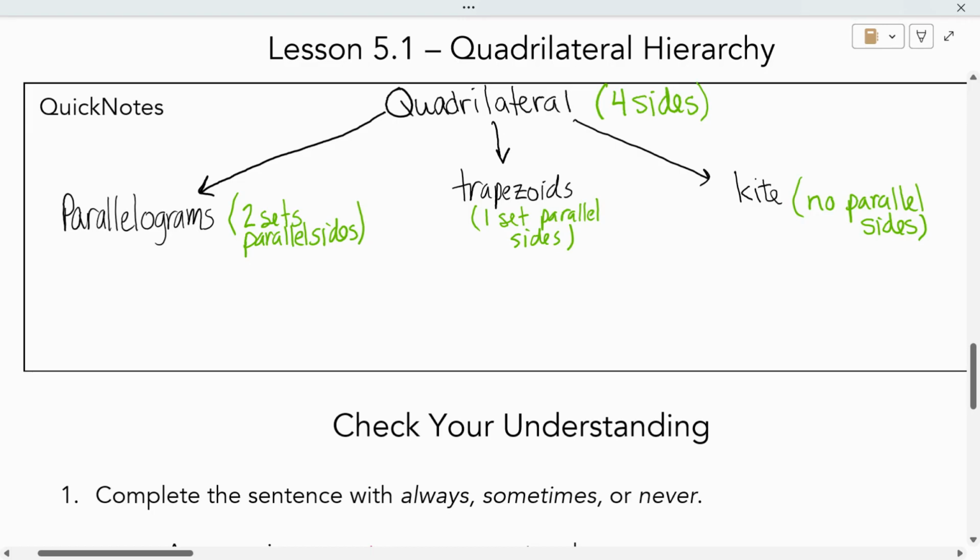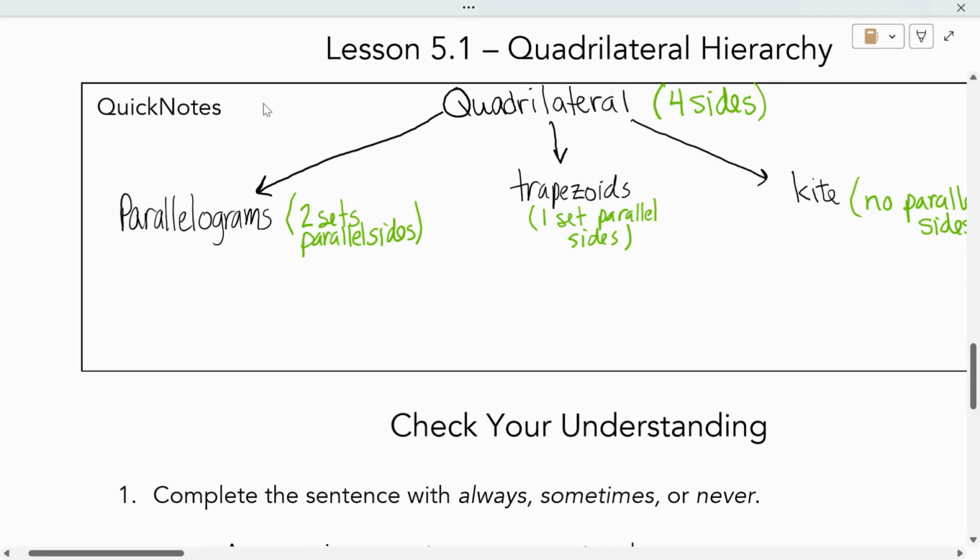So 2 sets of parallel sides, 1 set of parallel sides, no sets of parallel sides. Does that make sense? How we are going to break our quadrilaterals up? How we're going to think about them? Okay, so in our quadrilateral zone, we had quadrilaterals with 4 right angles and quadrilaterals with 4 congruent sides.